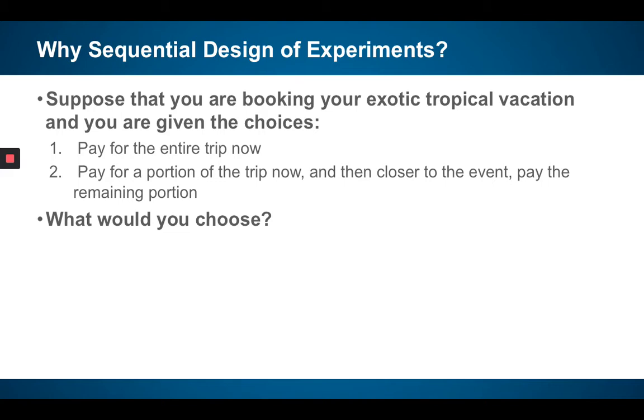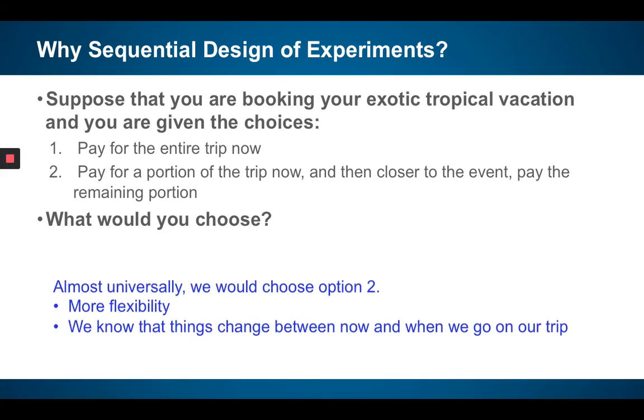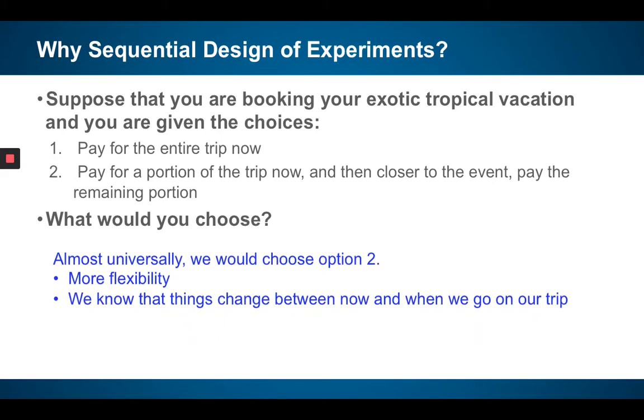Suppose you're booking an exotic tropical vacation and you're given two choices. You can either pay for everything right up front, or you can pay for a portion of a trip now and then closer to the event pay for the whole thing. I think almost all of us would choose option 2. There's more flexibility, and we know that things can change between now and when we go on our trip.